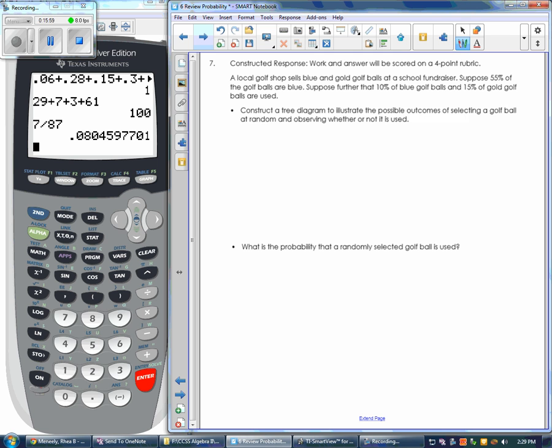So we've got to think, if it's a tree diagram, that means there are stages to this situation. We have to think about which stage is going to come first, the color or whether or not they're used. If you think about the way the statement is written, where it says 10% of the blue golf balls, that means the blue would be the given. The color of the golf ball is going to be the first stage in our sequence, because that's the condition. So the golf balls are either blue or gold, and then beyond that, they're either going to be used or new.